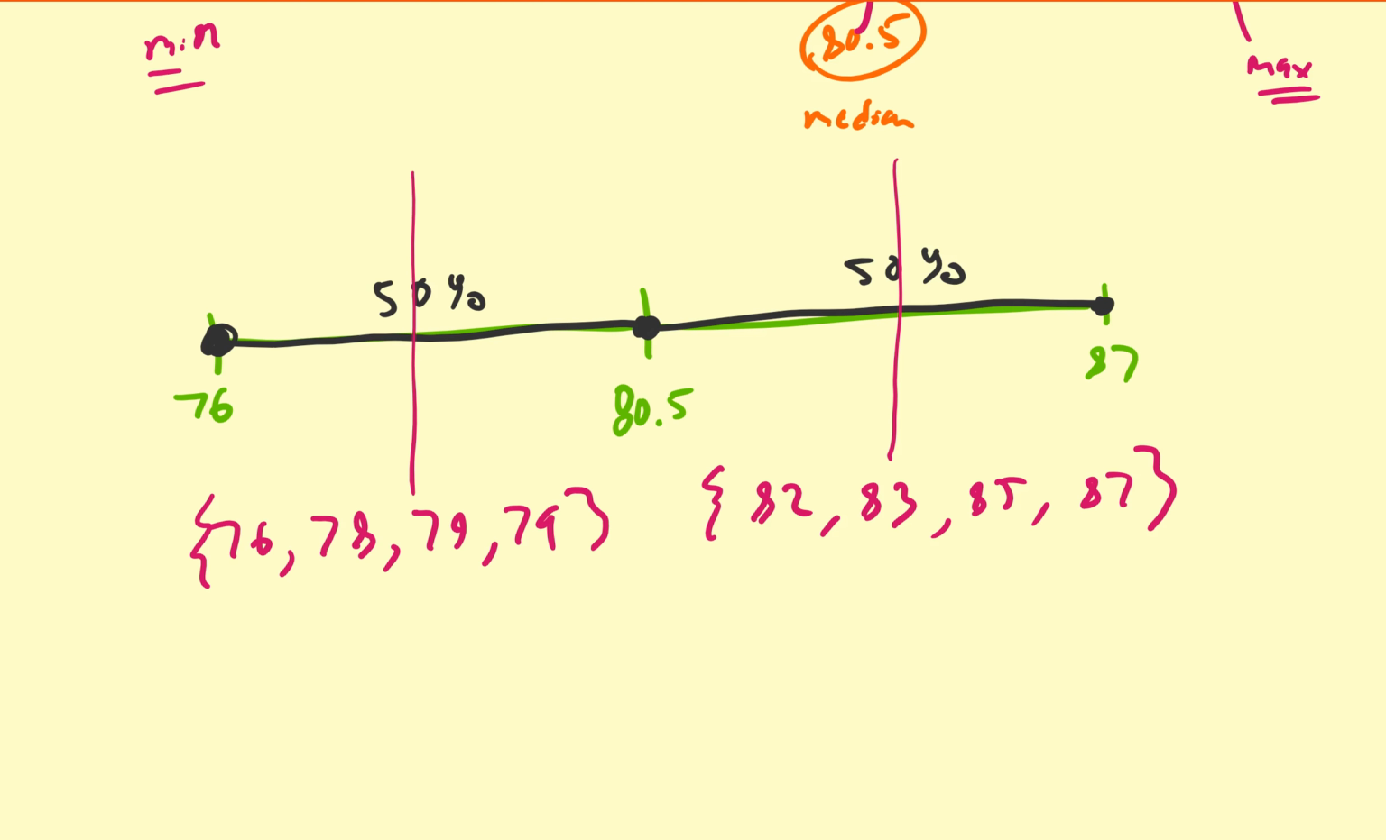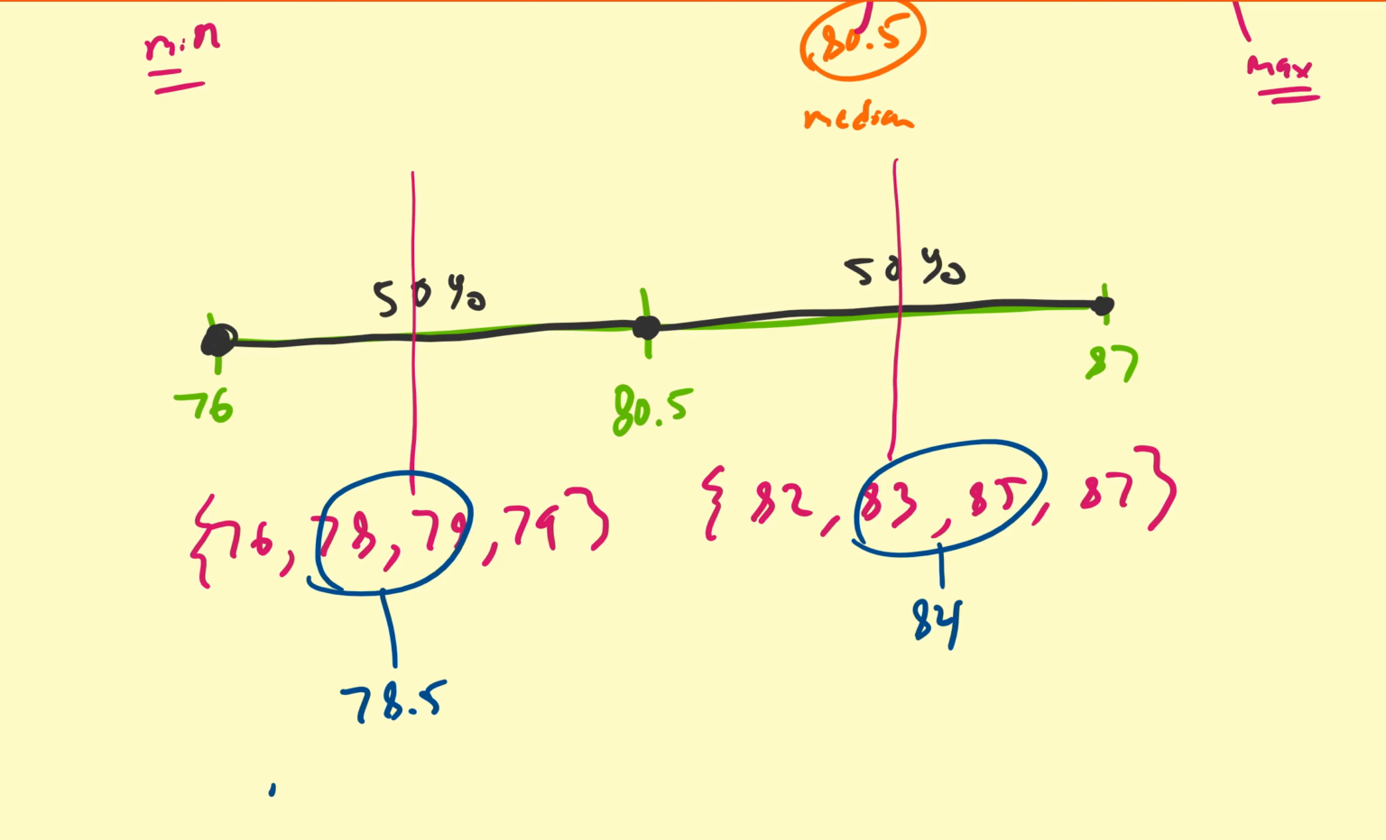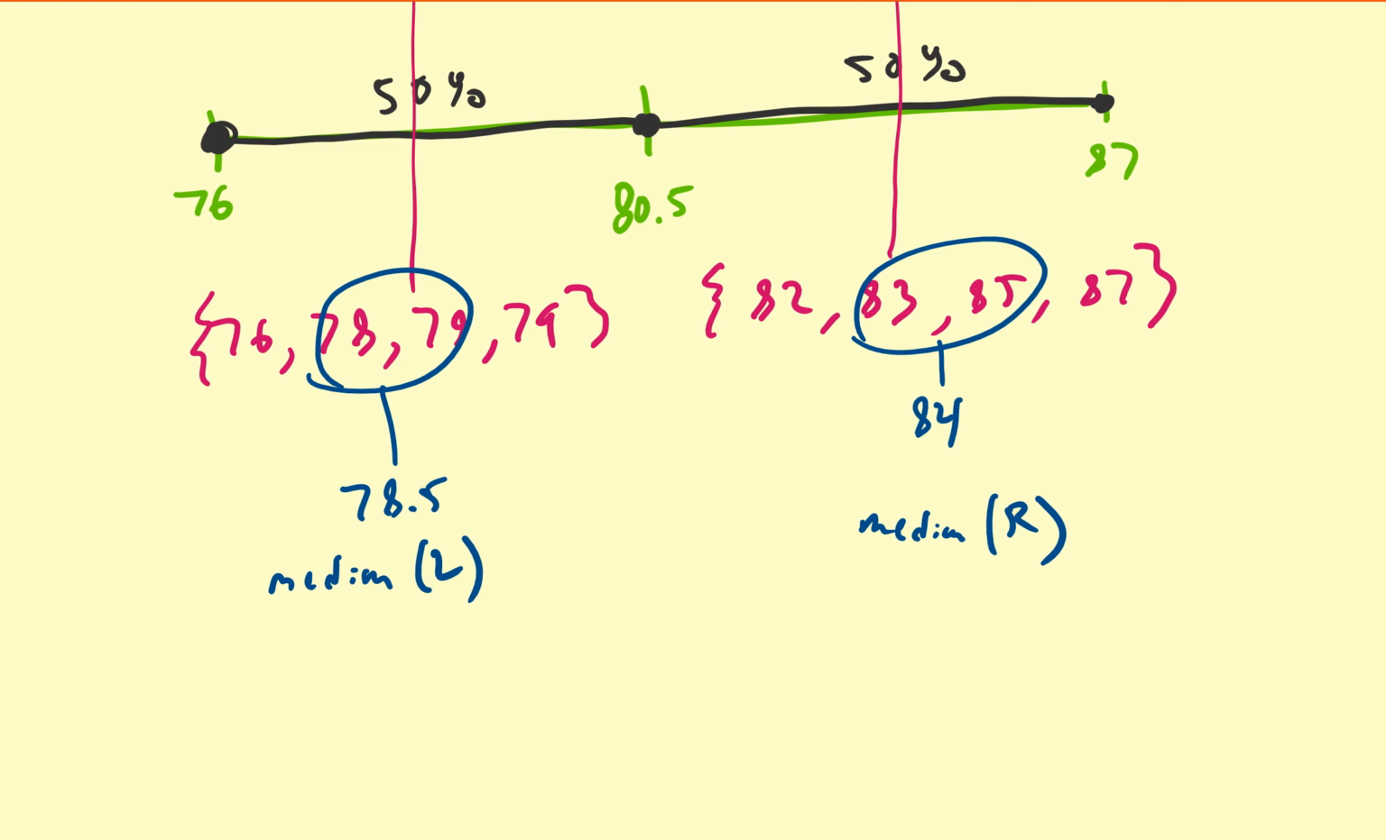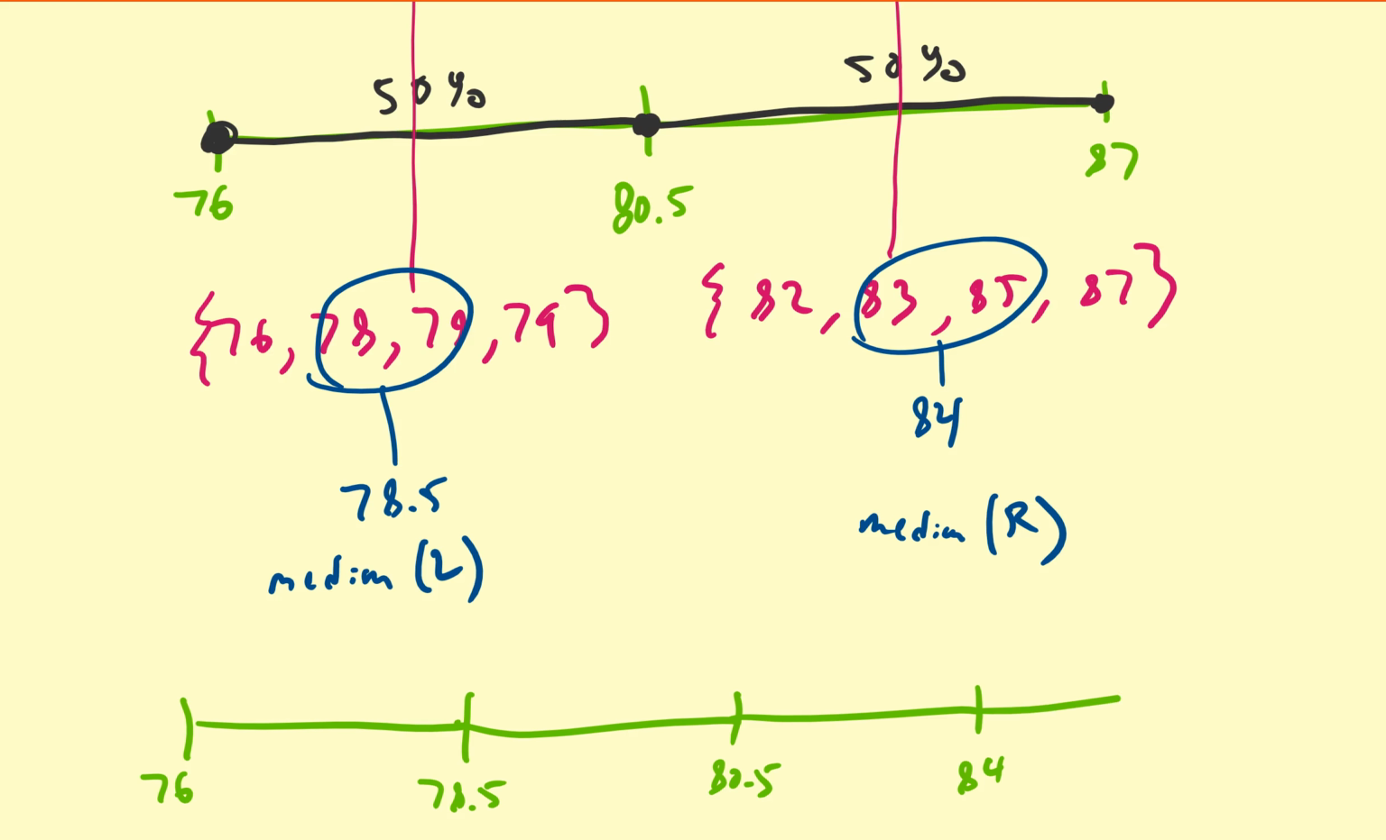So I can find the median of these two sets. This is going to be 78.5, and this is going to be 84. So this is going to be the median of the left, and this is going to be the median of the right. If I map this out again, I'm going to have the minimum here, 78.5 here, 80.5 here, 84 here, and 87.